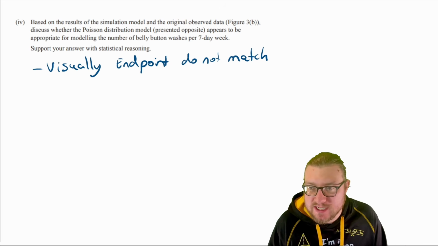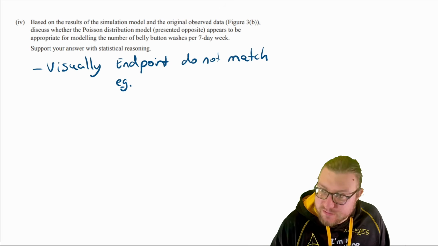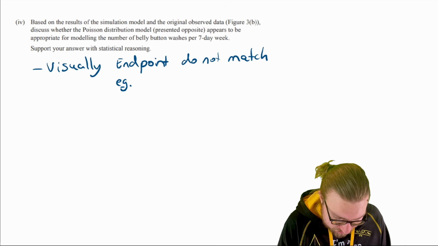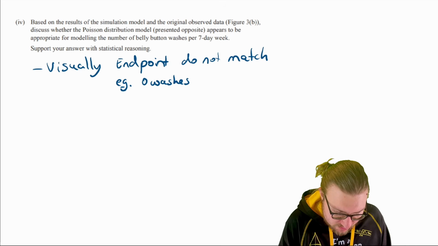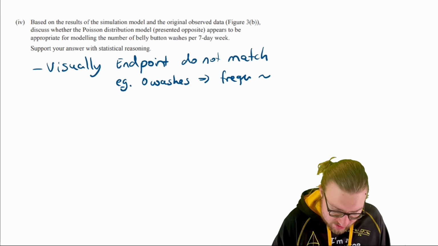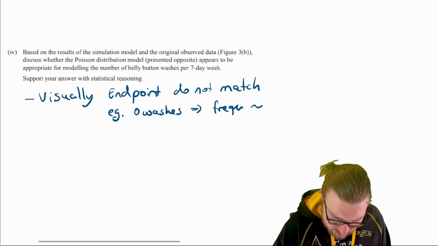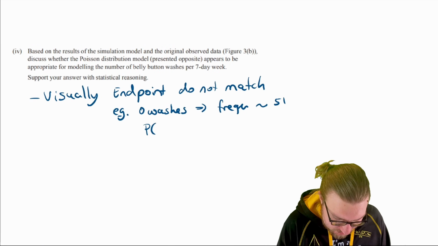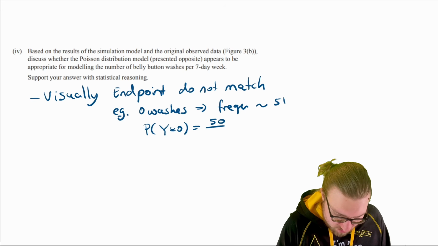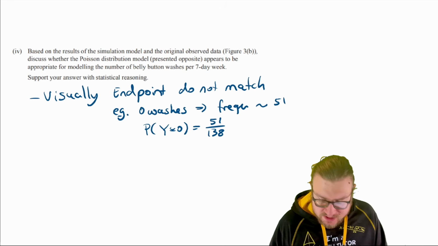And of course, I would expect that you guys write it a little bit better than me. So you would have to give evidence. So for example, for 0 washes, the frequency is, I don't know, and you guys can have a look here, about 51. So we have the probability of 0 washes is about 51 over 138, maybe 52. It doesn't quite matter as long as, of course, your number matches.